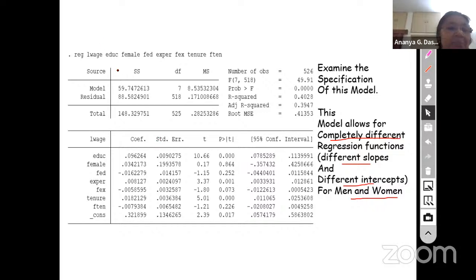And what do I have in my model? I'm regressing the log of wage on education, experience, tenure, as I was doing earlier. But now I have a female dummy, plus I have female into education, female into experience, and female into tenure. So when you are interacting your dummy with each and every explanatory variable, you're essentially allowing for completely different regression functions for the two groups which are there in your data.